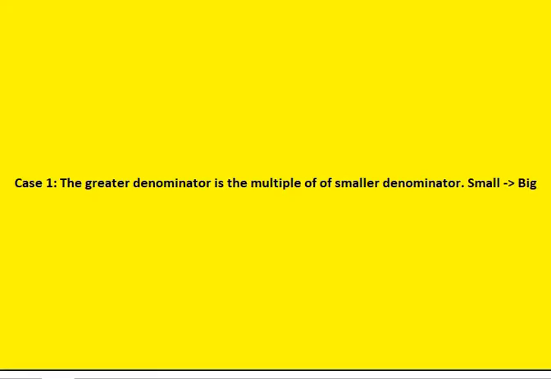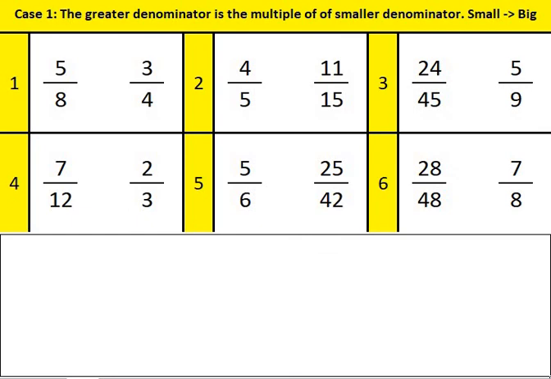Now, there are three cases that we need to keep in mind. The first one is case number one: the greater denominator is a multiple of the smaller denominator. What to do then? We just change the small denominator to the big denominator, and the big denominator just stays there. So let's take a look at it, and then you try on your own.